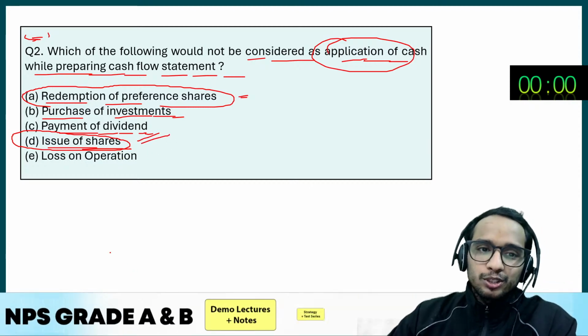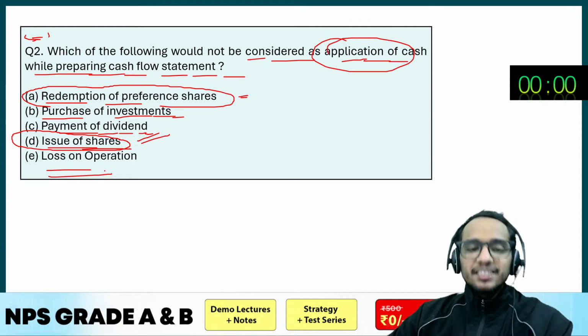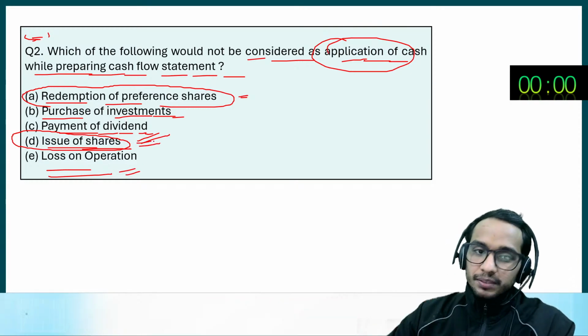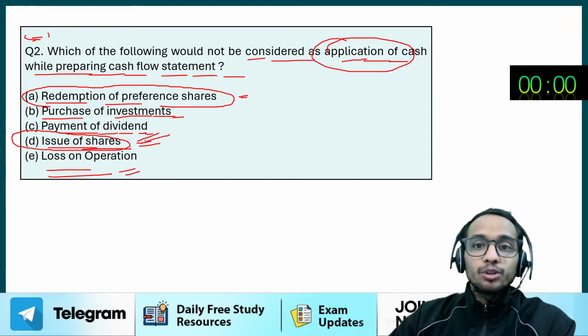Loss in operation is also an application of cash. Okay, so issue of shares is your source of cash, not the application of cash.